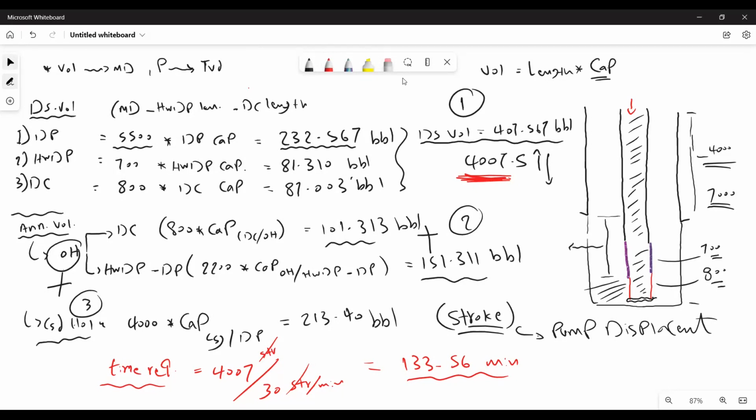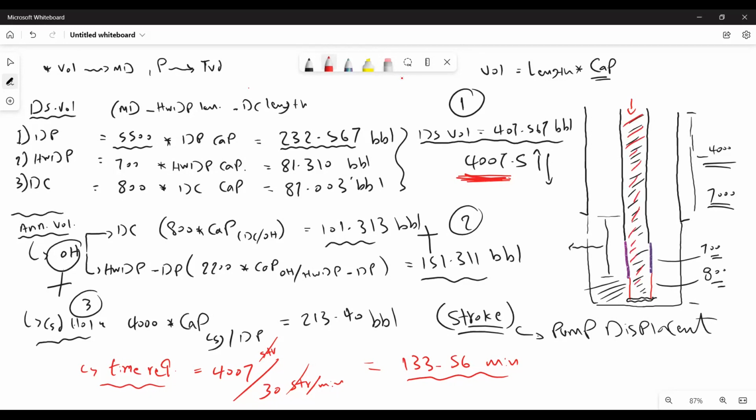Okay, so we just talked about how to convert from barrels into strokes. Do you hear this point? I stopped when we started with the time required. So now, time required: the time required for pumping any number of strokes. Let's say, for example, we need to calculate the time required to pump the drill string volume.